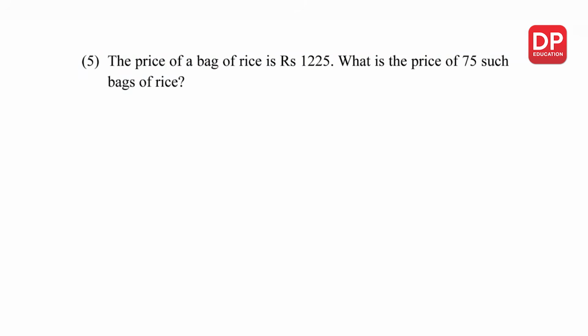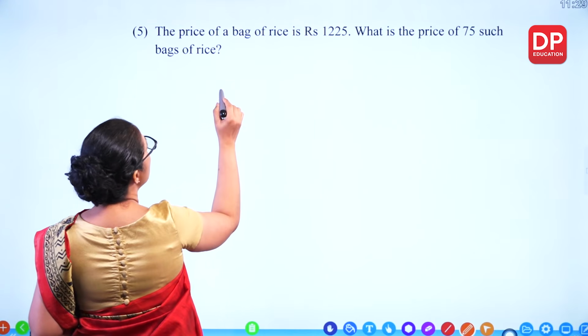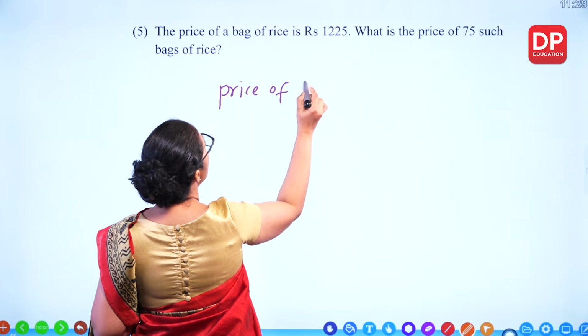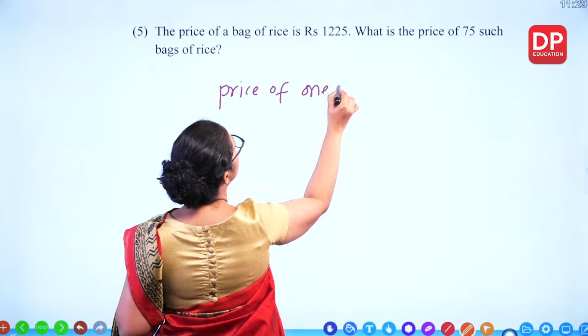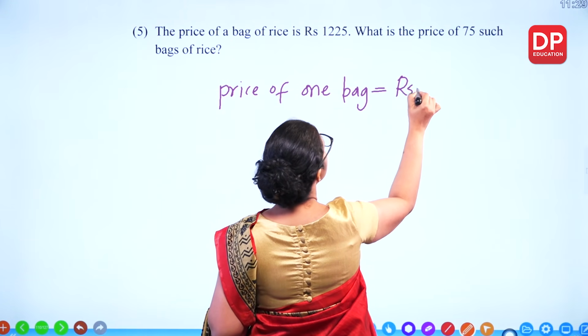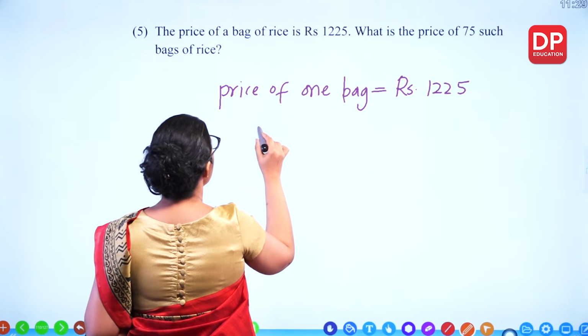Question number 5. The price of a bag of rice is 1225. What is the price of 75 such bags of rice? So, what's the price of one bag? Price of one bag. That's 1225. Number of bags.